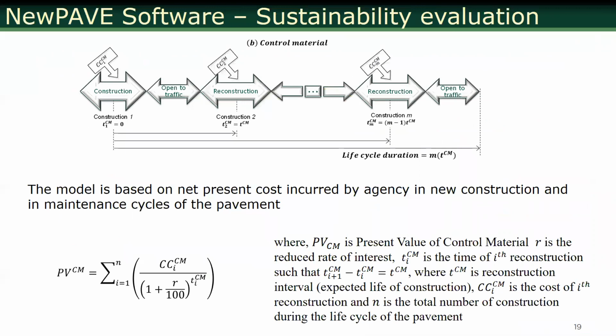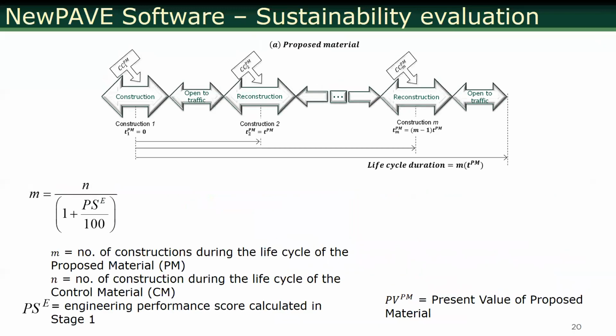So you look at, let's say, a 100-year life cycle duration, and see how many times within that 100 years you would do a reconstruction, and start calculating the cost of reconstruction over 100 years. The proposed material, depending on how much better it is, for a 100-year period, you will have maybe a smaller number of reconstructions. Because of that, you calculate a present value, and you compare essentially the net present value of the proposed material and the net present value of the control material.